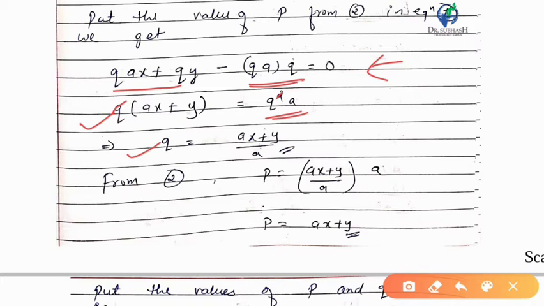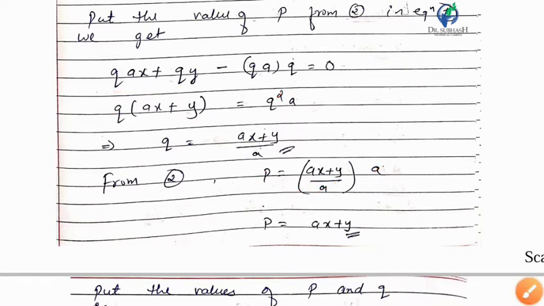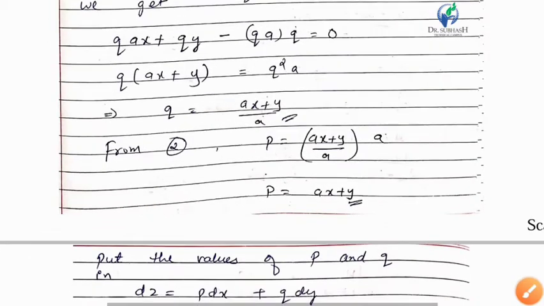Now just above we have found that p equal to qa. To find the value of p in terms of a, x, y, I will put this value of q in the equation p equal to qa. So p equal to, here I am putting the value of q, and this a will be as it is. A will get cancelled. So p equal to ax plus y is the required value for p.